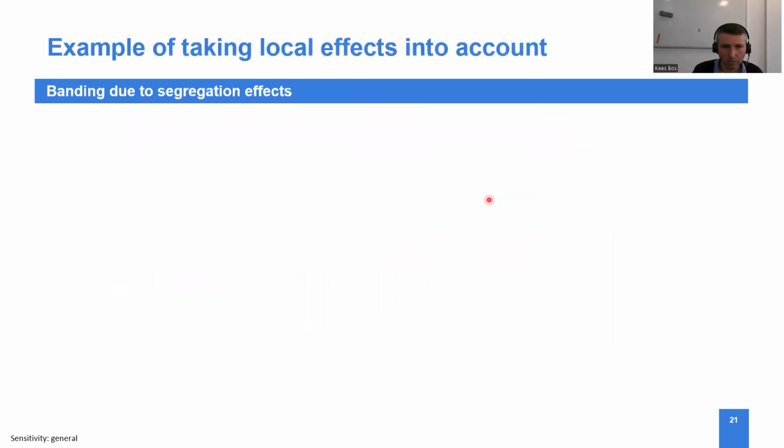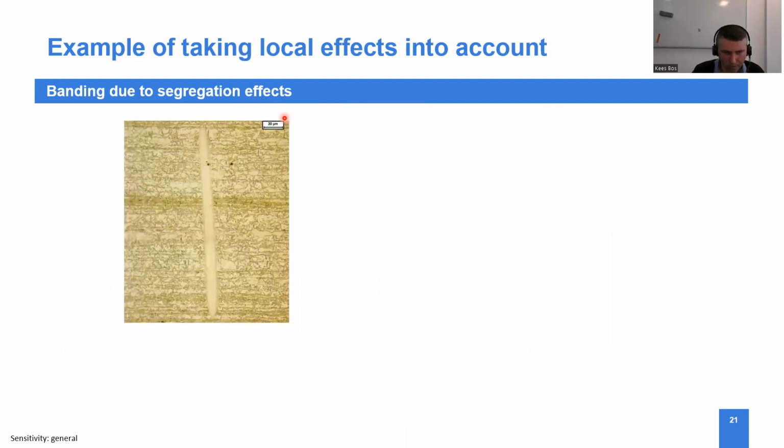But let's look a little bit more in detail at this phase transformation model, because I think it's important that we show the level of sophistication that we actually managed to reach in this model description. And I want to look at the banding due to segregation effects first, because this is a nice example of how such a full field model can take local effects into account.